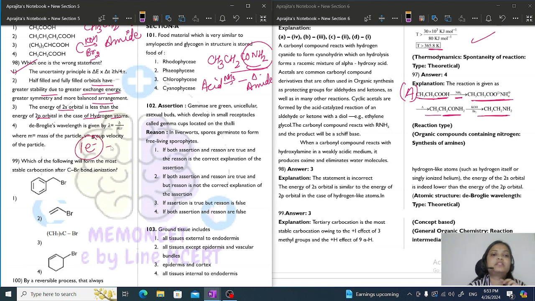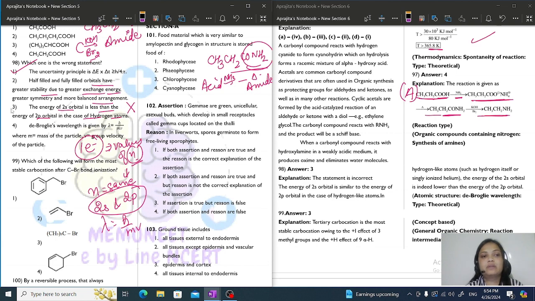So the energy will just depend on the value of the principal quantum number, because there are no other electrons to influence the energy levels. So if the value of n is the same, all of them will have the same energy. It means the 2s and 2p orbitals, which belong to n equals 2, the second shell, will have the same energy. This is not less, so this is wrong. De Broglie wavelength, lambda equals h upon mv, is true. So the incorrect statement is option 3. This is going to be the right answer for 98.